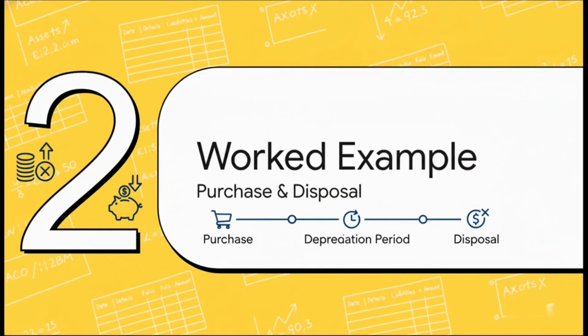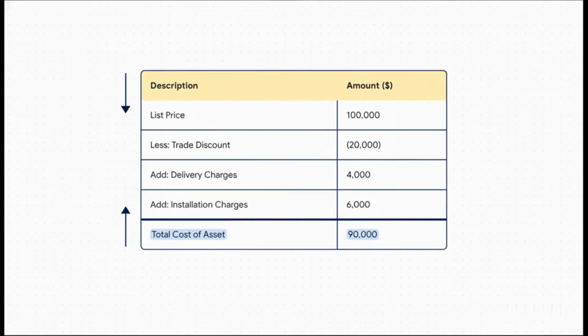Right, enough theory. Let's make this real and walk through an example from start to finish. We're going to follow a machine from the moment we figure out its cost all the way to what happens when we sell it off. First things first, we've got to nail down the true cost. So we start with the $100,000 list price, but we immediately take off that $20,000 trade discount. Then, and this is key, we have to add any costs to get it ready for use. So we add the $4,000 for carriage and another $6,000 for installation. That gives us the actual cost we put in our books, $90,000.